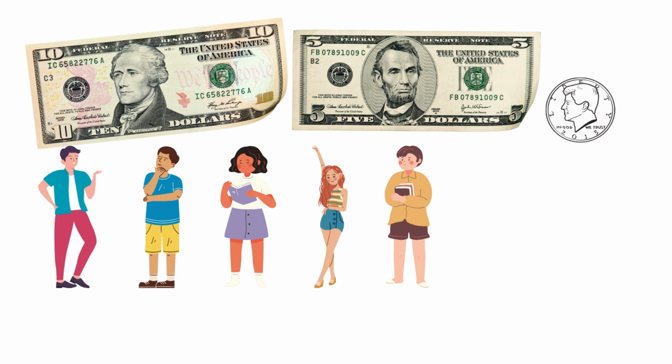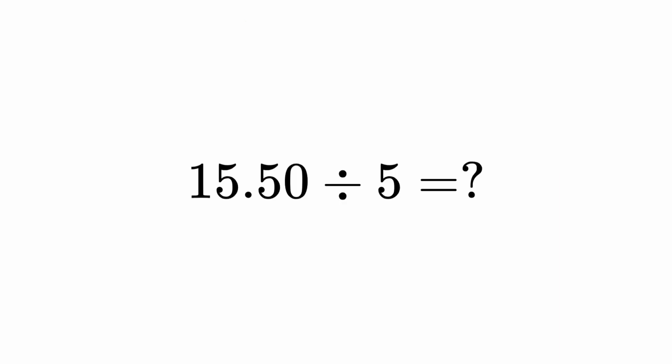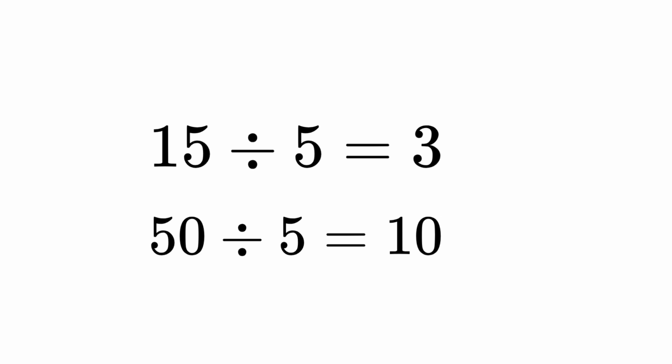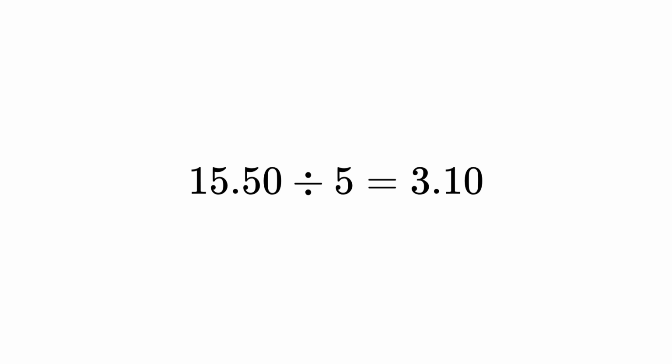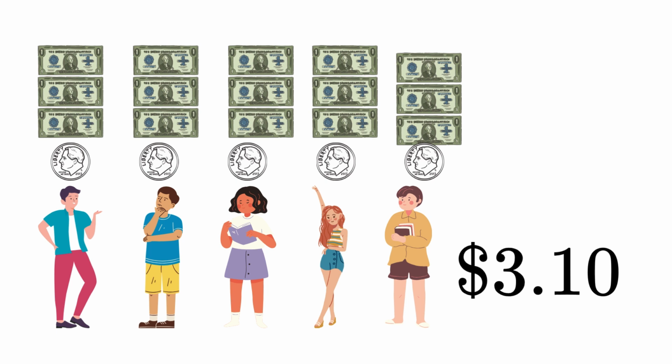Dividing decimals works the same way as with whole numbers, but with decimal points. If you have $15.50 and need to divide it equally among 5 people, how much does each person get? As you would with whole numbers, 15 divided by 5 equals 3, and 50 divided by 5 equals 10. Each person gets $3.10. Division of decimals is used in financial calculations, splitting costs, and measuring quantities precisely.